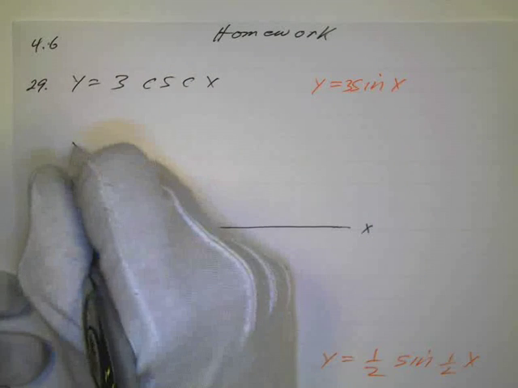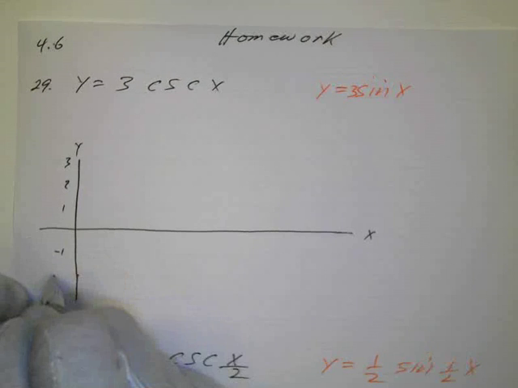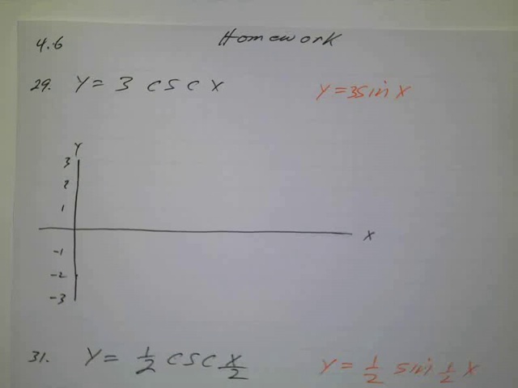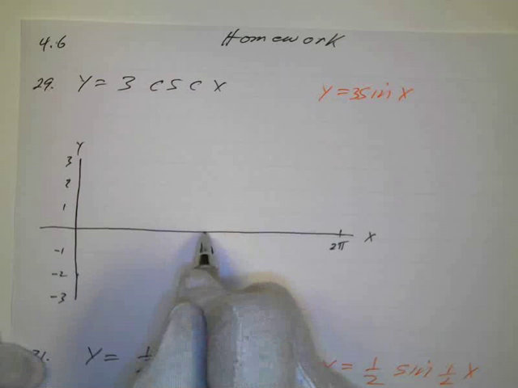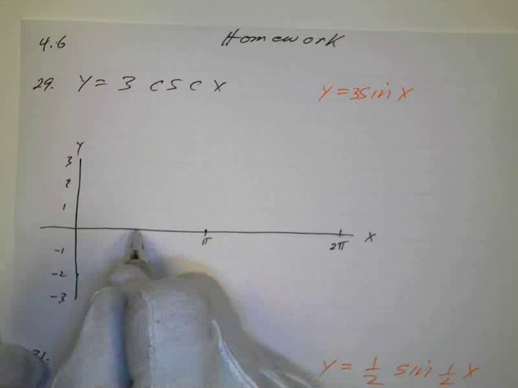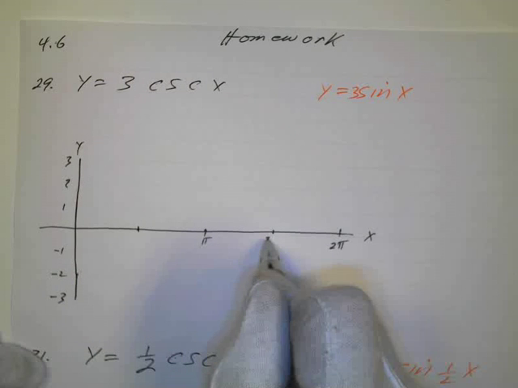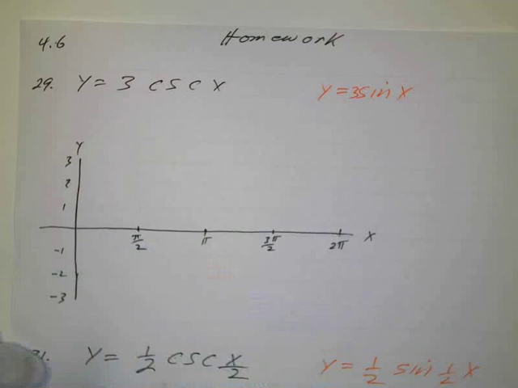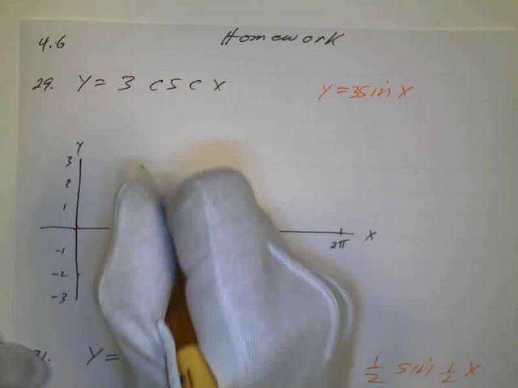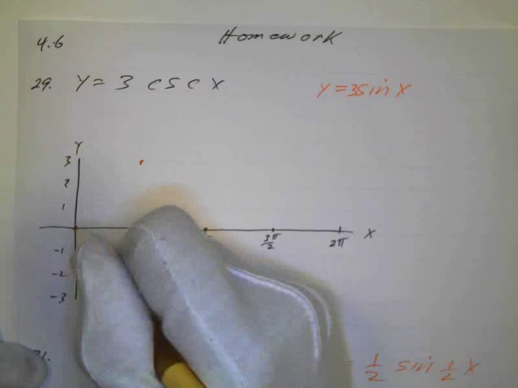This is going to be x. This is going to be y. I make this 3, 2, 1, -1, -2, -3. And remember, my period is going to be 2 pi. There's no period change, so half of 2 pi is pi. Pi over 2. And 3 pi. 3 pi over 2, that's 2 pi over 2, this is pi over 2. And remember, the sine is 0, 0, and I go up to 1, but this time it's 3, 0, -3, like that. So that's pretty quick.